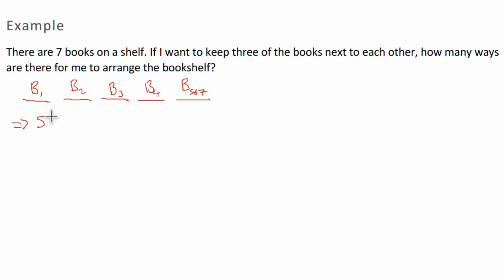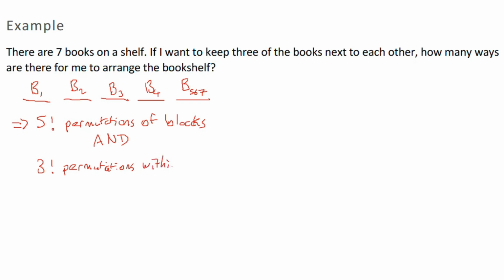So there are 5 factorial permutations of the blocks, and 3 factorial permutations within block 5, 6, and 7. There are 3 factorial ways of arranging those 3 books within that block. So in total, we have 5 factorial times 3 factorial, which is 720 possible arrangements.